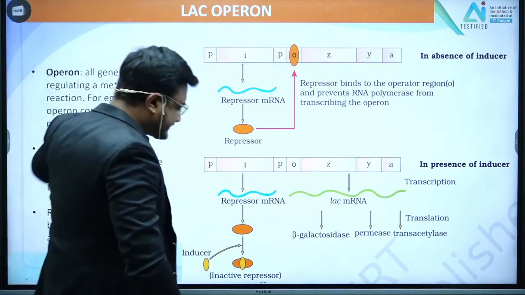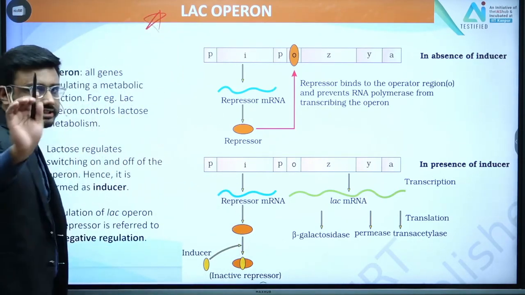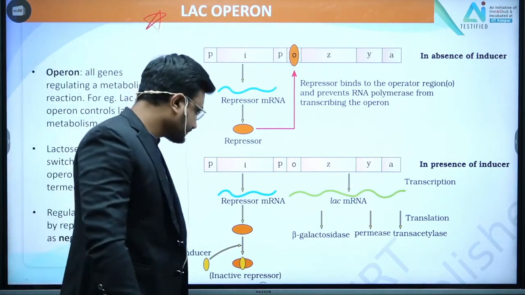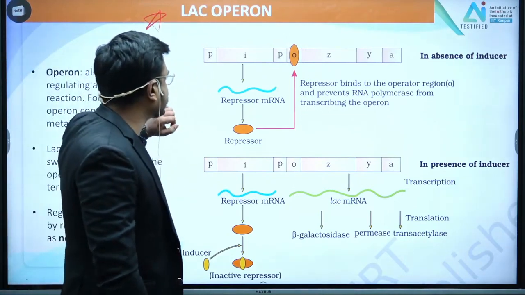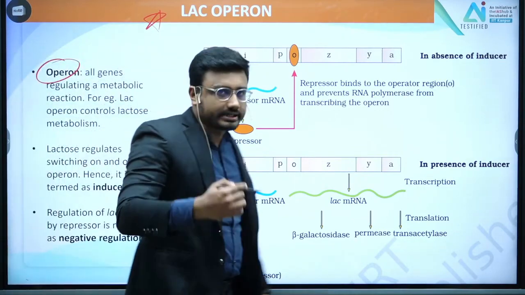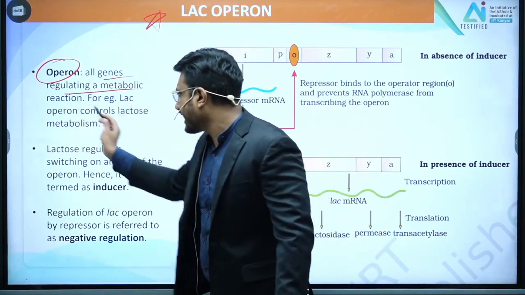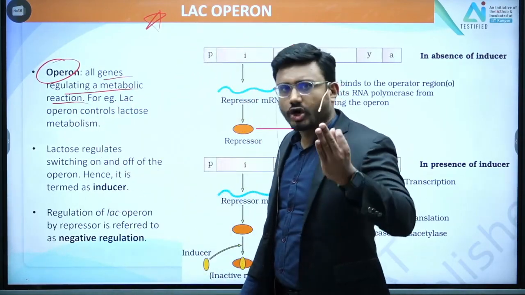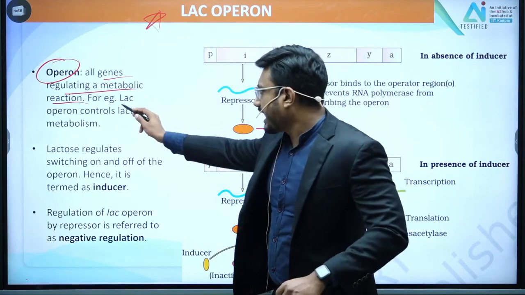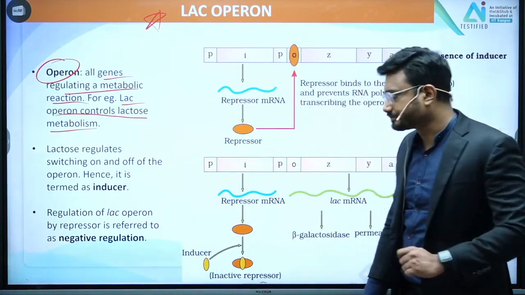Now from this topic, that is the lac operon, a short question would be there in the exam. What is meant by operon? Let us first understand that. All the genes that regulate a metabolic reaction are known as an operon. So the lac operon controls lactose metabolism.